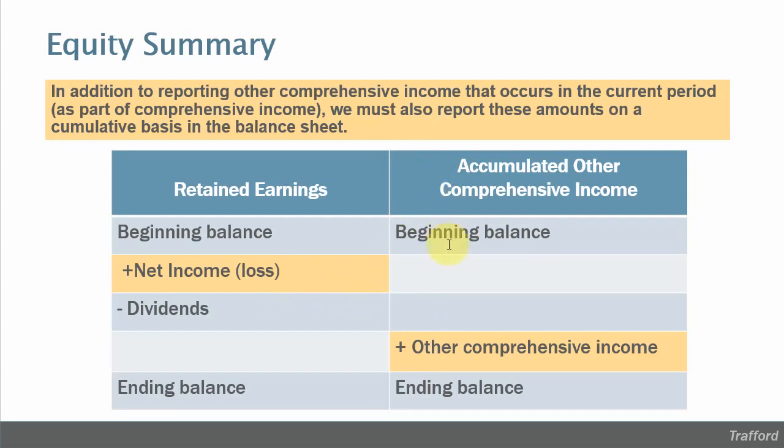So comprehensive income ends up being reported partially in the retained earnings account, the net income portion of it, and the other part, the other comprehensive income, goes to live in its own equity account called accumulated other comprehensive income. Of course, if a company has a net loss instead of a net income, that would reduce the retained earnings account. And similarly, a company can have other comprehensive losses instead of gains. Those would reduce the balance in the accumulated other comprehensive income account.